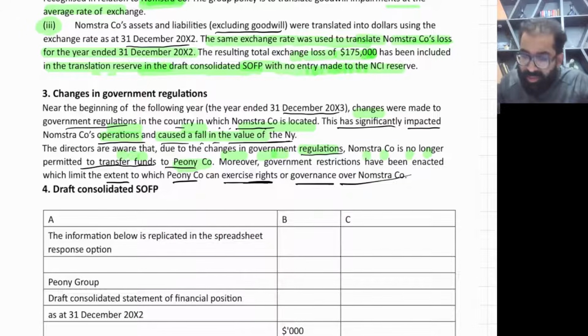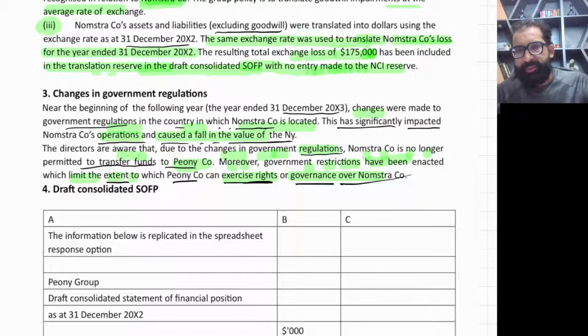But now read the next line. Moreover, government restrictions have been enacted which limit the extent to which the Peony company can exercise right or governance over Nomstra companies. This line says your control is lost. Bye bye. This is a dangerous line. So this part is linked to the theory of IFRS 10.